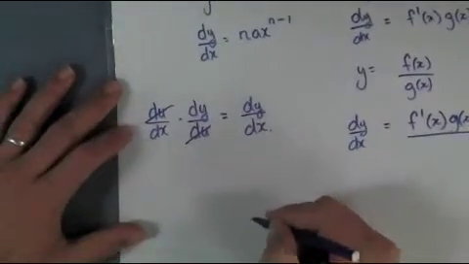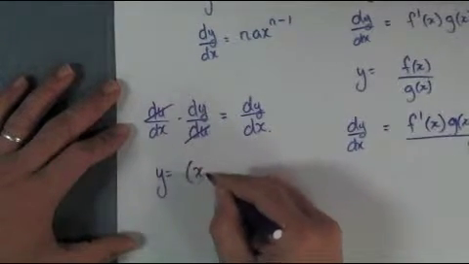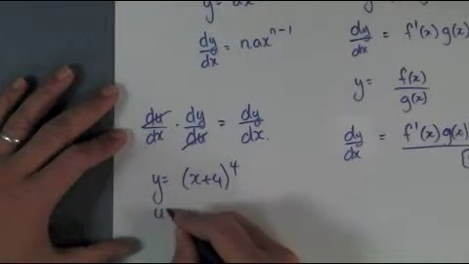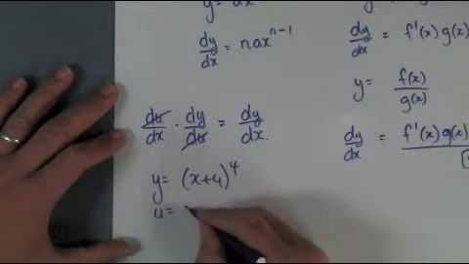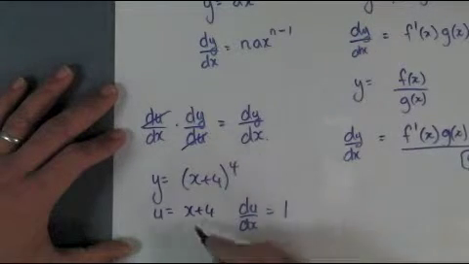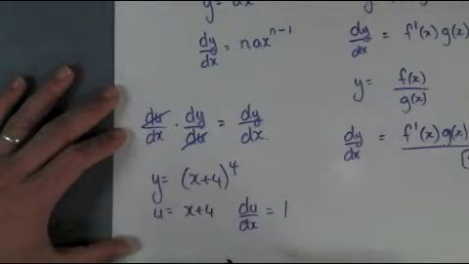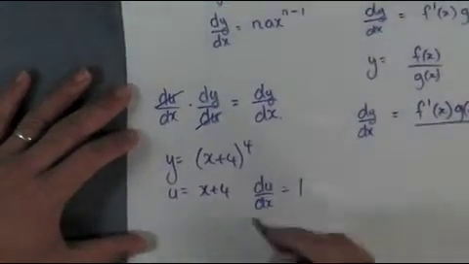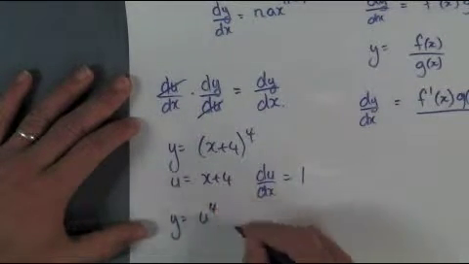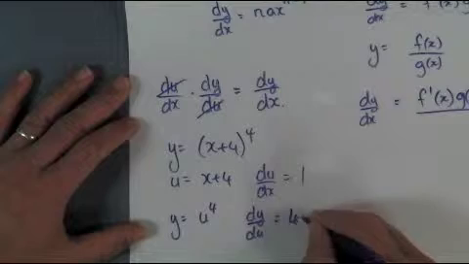So an example of this is that if I have a function y is equal to (x plus 4) all to the power of 4, and I let u equal the part inside the brackets, x plus 4, then its derivative, du/dx, is equal to 1, because it's just x. Now if I substitute that in, instead of y is equal to (x plus 4) to the power of 4, it becomes y is equal to u to the power of 4. Differentiating that with respect to u, I get 4u cubed.